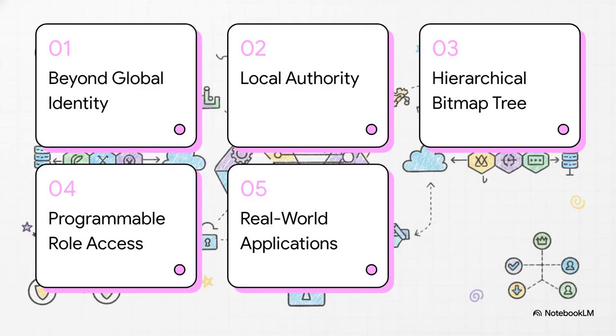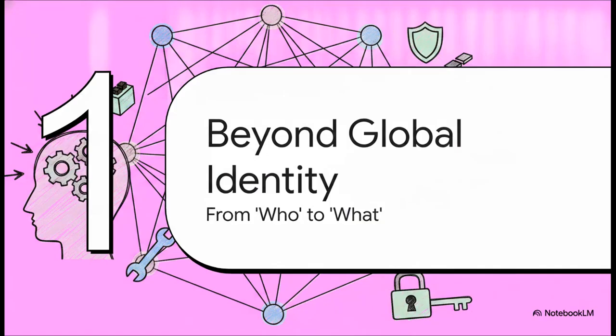To answer that, here is our agenda for today. We're going to cover: 1. Moving beyond global identity. 2. Local authority namespaces. 3. The hierarchical bitmap tree. 4. Programmable role-based access. And finally, number 5, real-world DAO applications. So let's start right off with Section 1, Beyond Global Identity and Transitioning from the Who to the What.